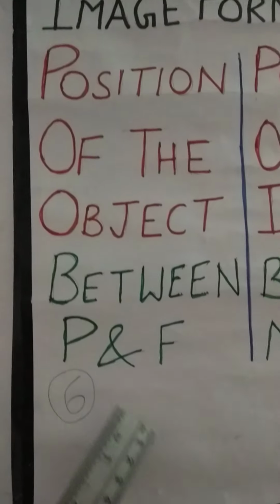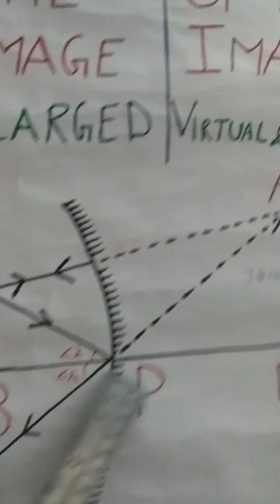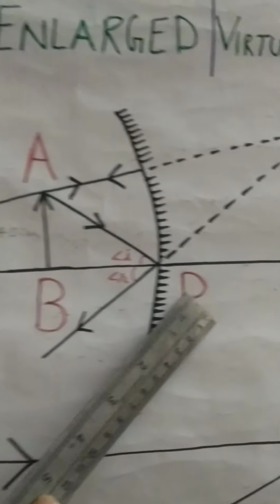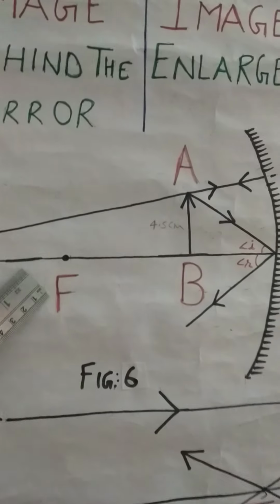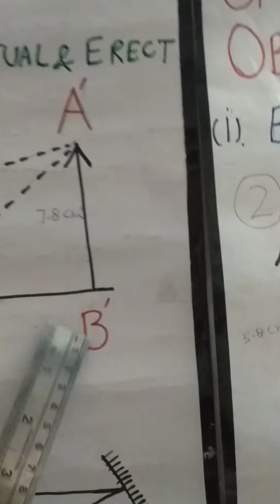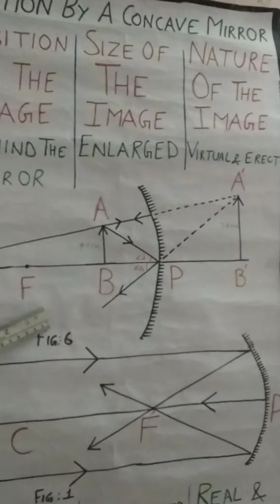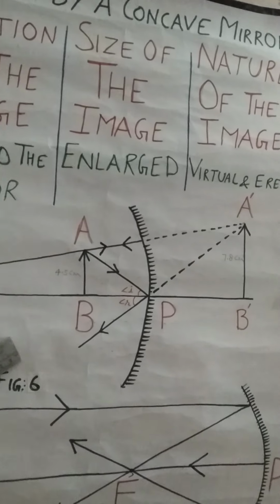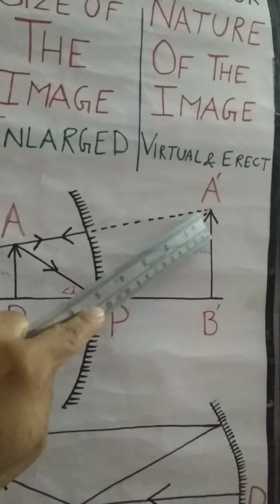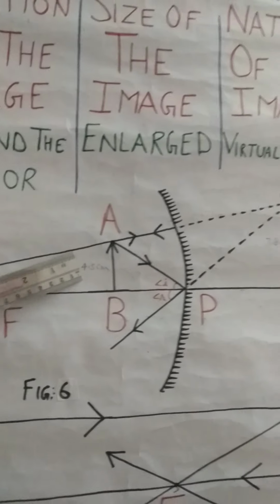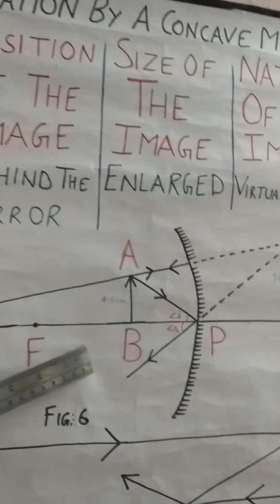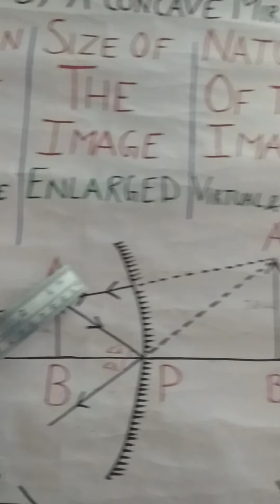Now, position of the object between pole and focus. Position of the object AB: between pole and focus. Position of the image: behind the mirror. Image A dash B dash is formed behind the mirror. Size of the image: by observation, you can see that the size of image A dash B dash is larger than the size of the object AB. So size of the image is enlarged.